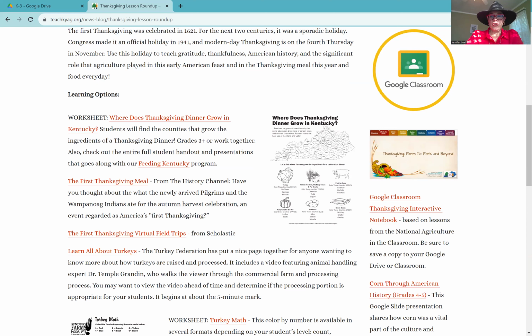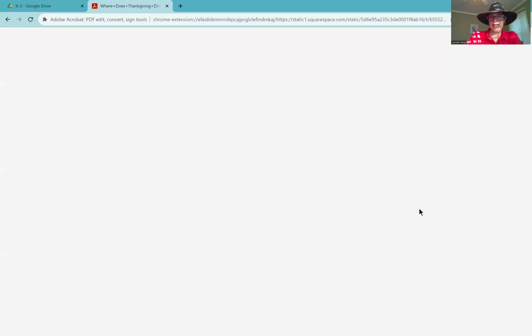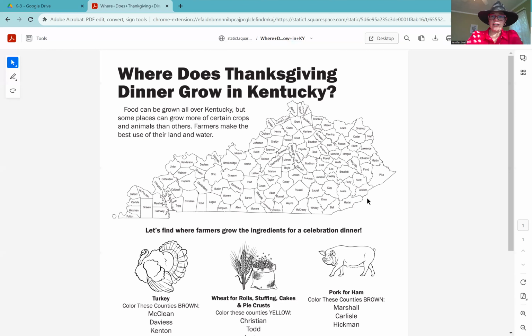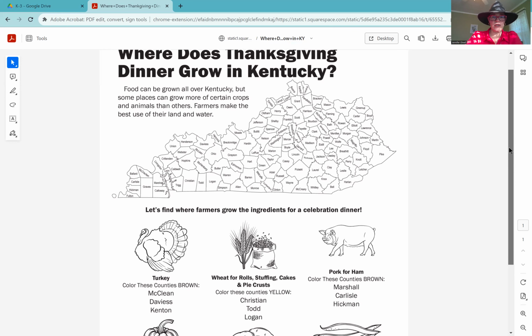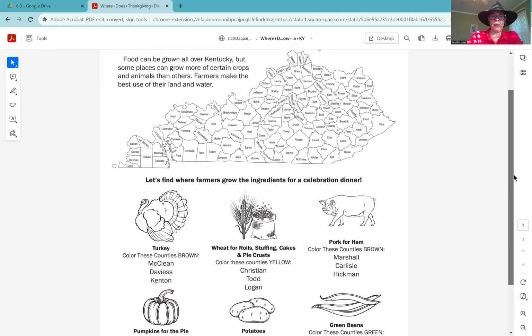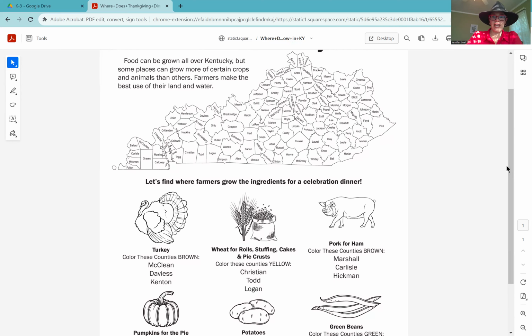What I wanted to show you was the addition of this worksheet here, which is Where Does Thanksgiving Dinner Grow in Kentucky? So I just added this. Now, this is modified from our Feeding Kentucky program, where we talk about growing a pizza in Kentucky. But I thought I would give it a Thanksgiving twist and talk about the ingredients that we need for a Thanksgiving dinner. I wanted to give you some background real quick about where these counties, the top counties for these different ingredients, come from.